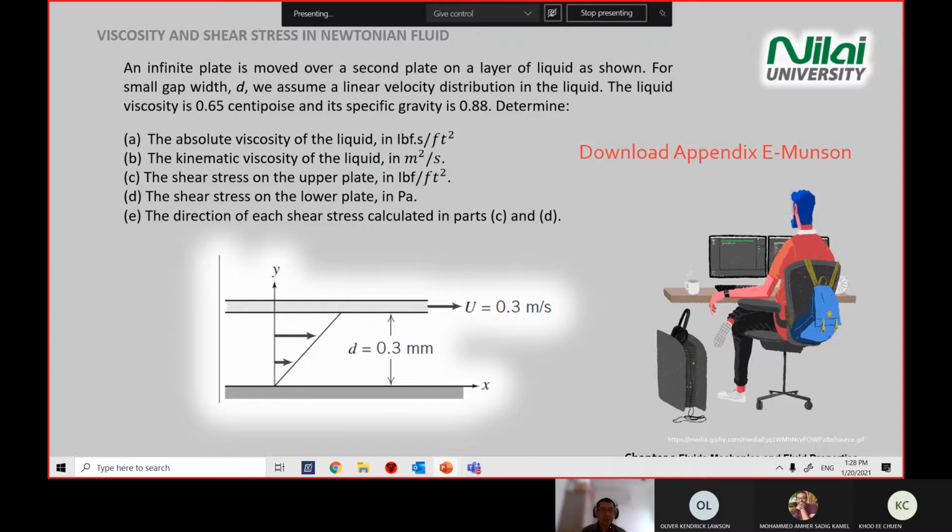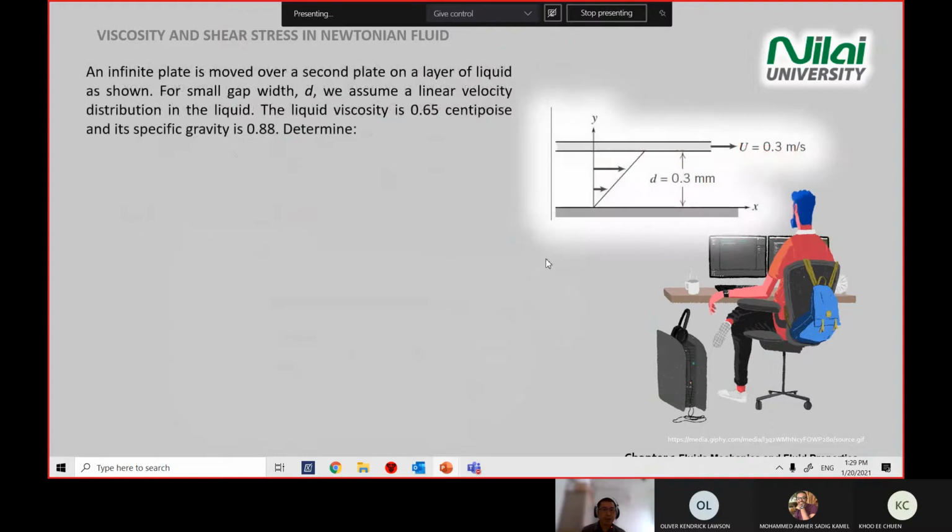All right. Now the first one, before you solve this question, again, you need to download Appendix E. The name is Appendix E Matson, because I downloaded this one from the book published by Matson. So download Appendix E, then we start to solve this question.